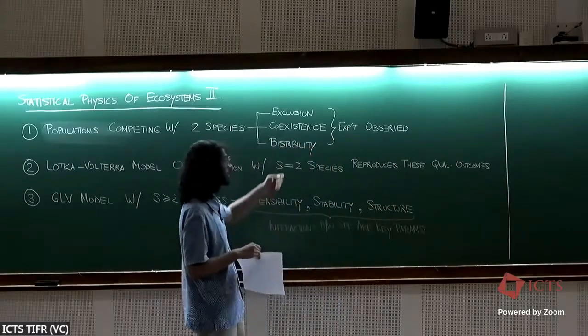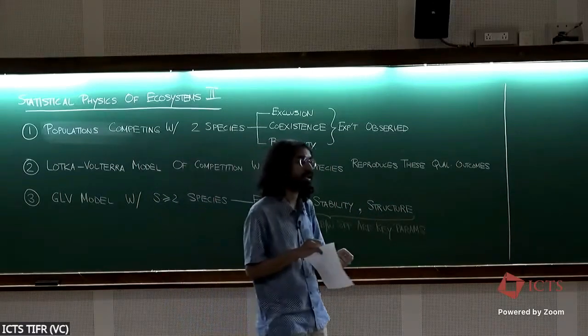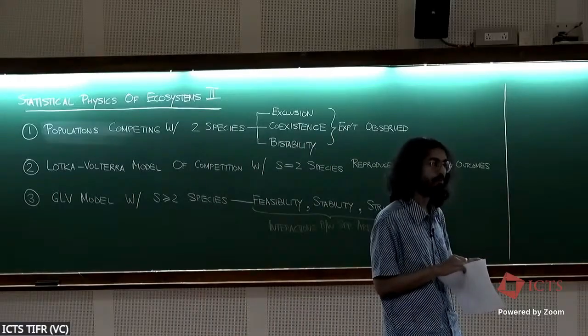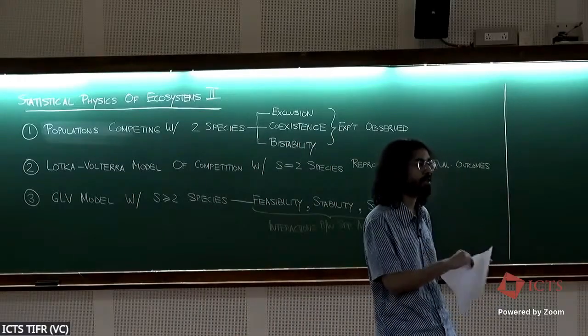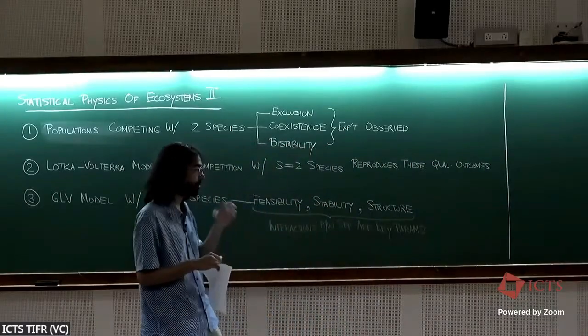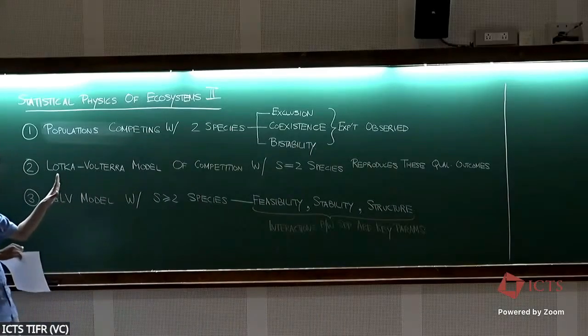And then in some other cases, this is not a case we talked about yesterday, but we will talk about today, you see effectively bistability, which is, depending on the initial conditions, if you start off with a lot more of species A than B, then A will win. If you start off with a lot more B than A, then B will win. And these are the 3 broad qualitative outcomes that are observed experimentally.